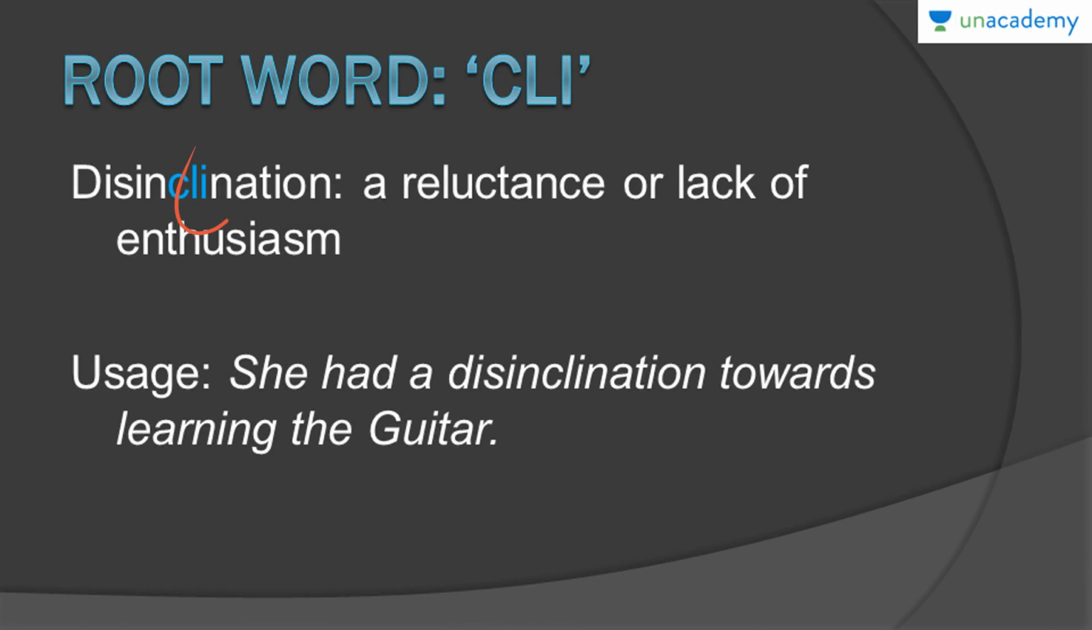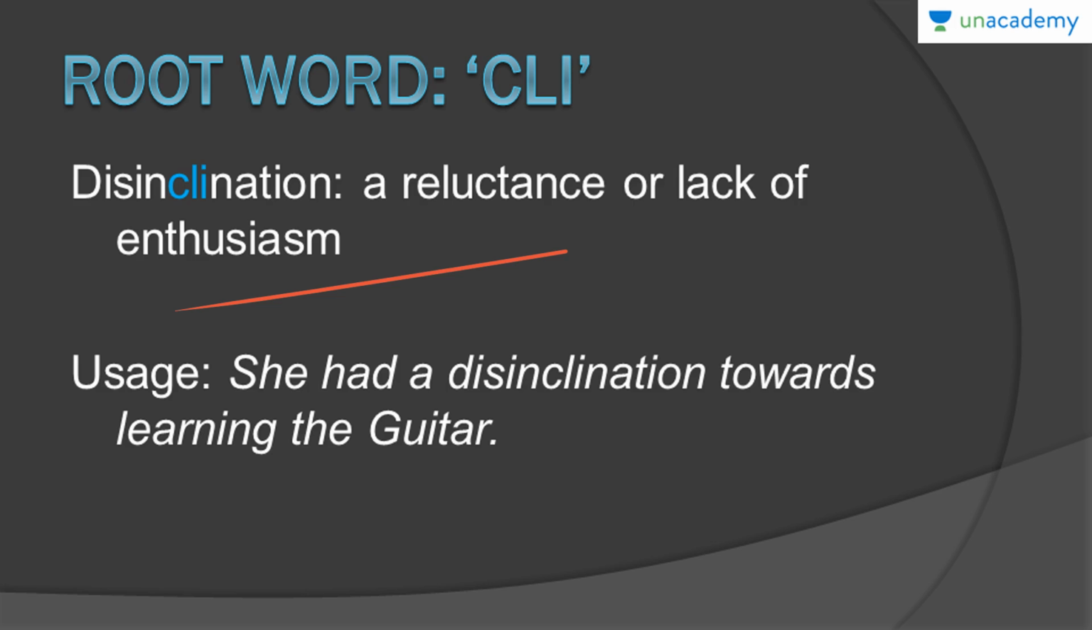disinclination. Okay, as you can see, the root word is right there in the center, and the word disinclination means the reluctance to do something. Okay, reluctance is you don't want to do that particular thing, then you show reluctance. Okay, you are not interested in a particular thing, you don't want to do that thing, so you show reluctance, or you have lack of enthusiasm towards something. So that is disinclination towards that thing. So when you use it in a sentence, you can say she had a disinclination towards learning the guitar.